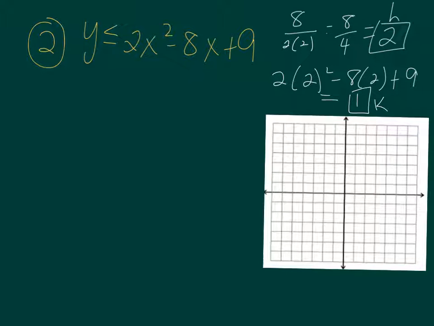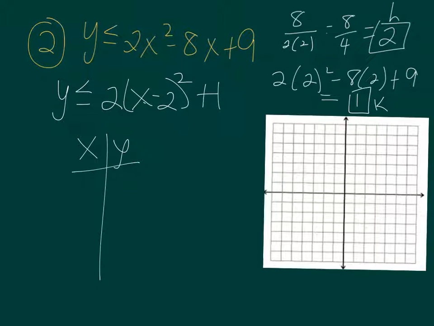Alright, so we have my h and k, so I just rewrite my problem. So I have y. I'm going to keep it as less than or equal to. Keep my a value as 2. In my parentheses, I have x. We always do opposite of h, so opposite of 2 is negative 2 squared, and then plus our 1. So now this is in vertex form, so we can go ahead and graph.